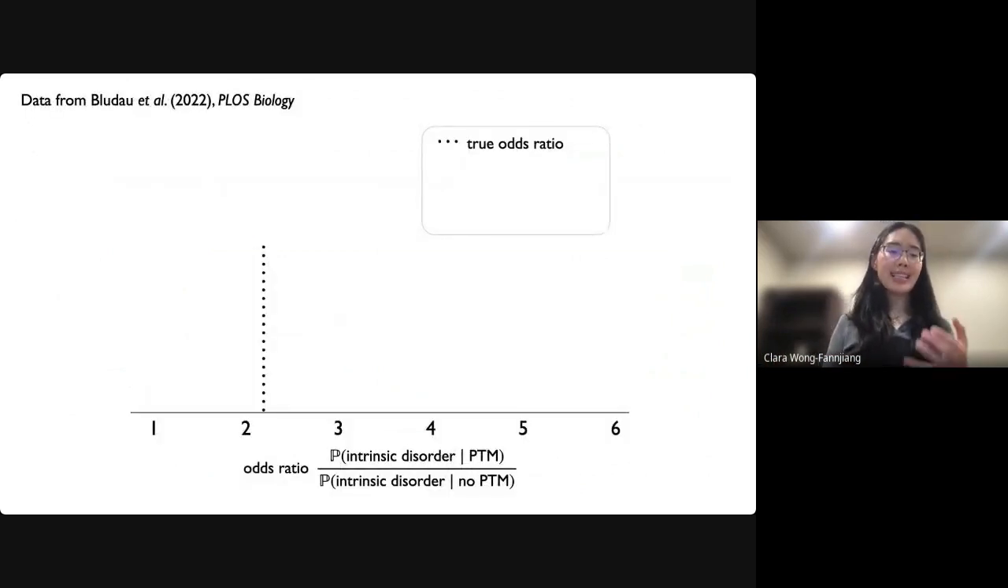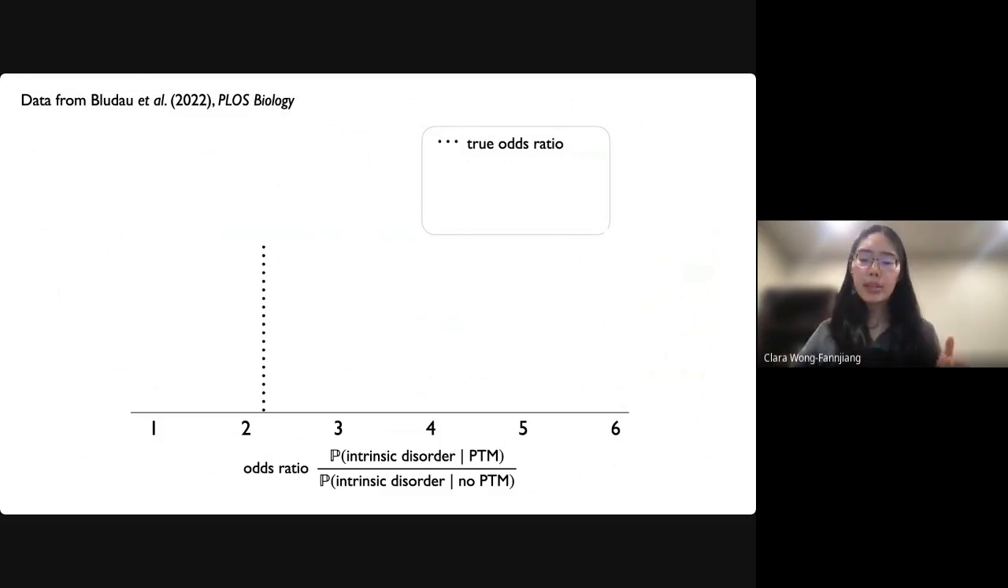So before we see exactly how this works, I'm going to show a quick demonstration using data from that Blue Dow et al. paper that used AlphaFold predicted structures to compute this odds ratio on the x-axis. For this demo, we looked at the portion of their data that did have gold standard intrinsic disorder labels. And on that portion of the data, we can compute the true odds ratio, which is this dotted vertical line.